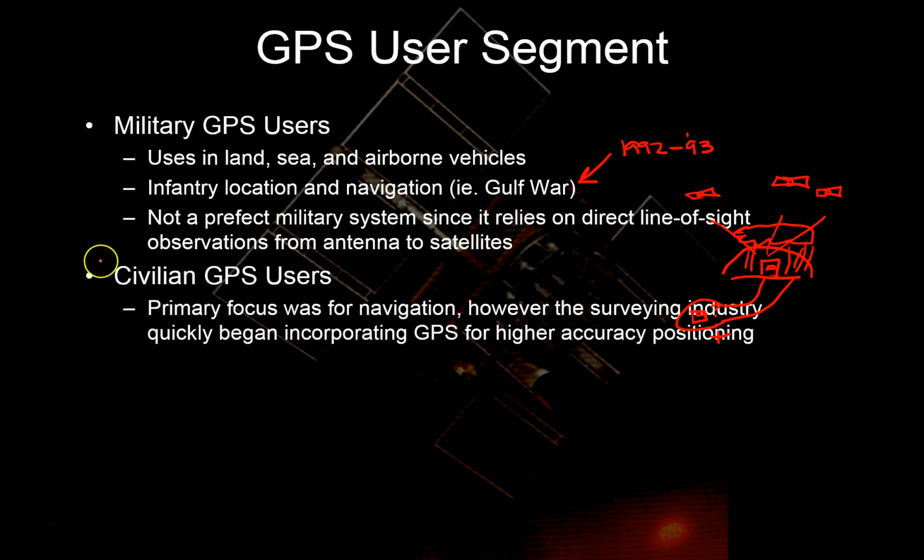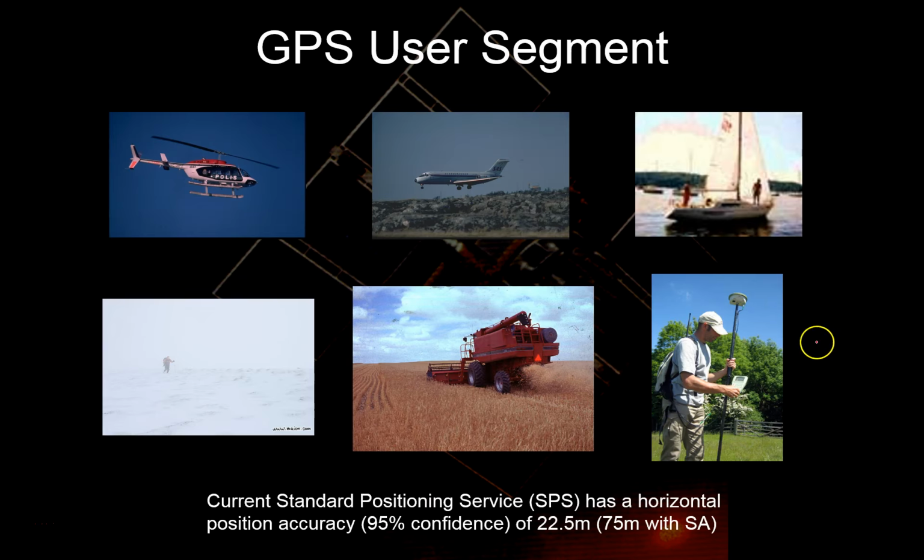For us though, we want to concentrate on the civilian side of GPS. That's obviously where we fall in, and those are the applications of GPS that we are interested in. So the primary focus is on navigation. However, the surveying industry has started to leverage GPS, and we're going to look at the high accuracy, high precision applications of GPS, like for surveying. We're going to understand how RTK works.